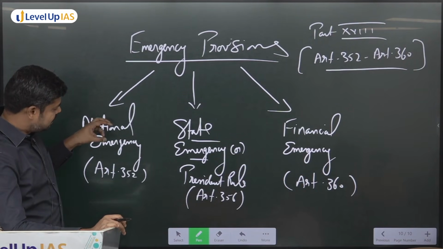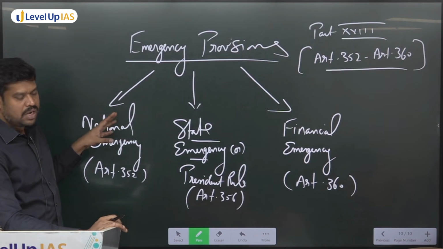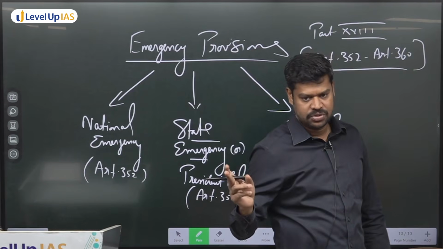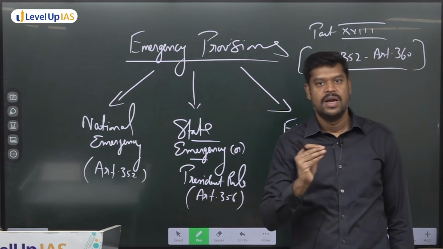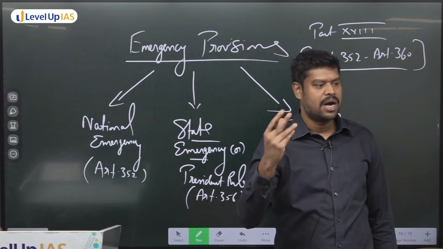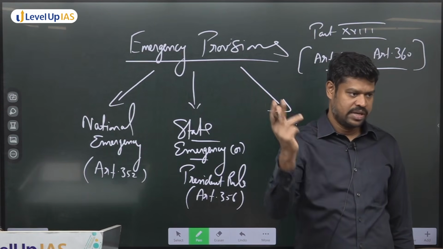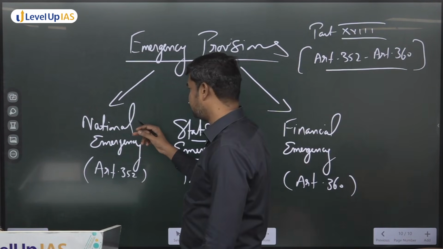But what is the basic understanding you should have? The first type of emergency is national emergency. National emergency means this can be imposed throughout the territory of India. For the entire territory of India, they can impose what is called the national emergency. But national emergency need not be imposed only throughout the territory of India. It can be in part of India also. But if the president wants, he can invoke the national emergency throughout the territory of India. Alright. So this is with regard to the national emergency.